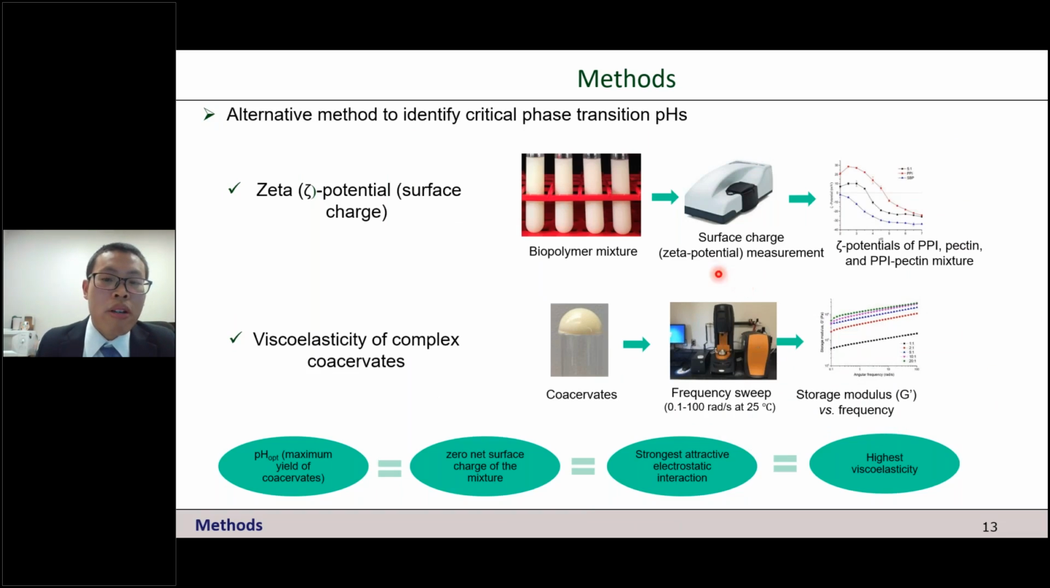Both zeta potential of biopolymer mixtures and viscoelasticity were determined and used as alternative methods to identify critical phase transition pHs, especially the pH OPT, since the maximum yield of complex coacervates is typically achieved at zero net surface charge of the mixture, and there are maximum optical density, strongest attractive electrostatic interaction, and highest viscoelasticity at pH OPT.